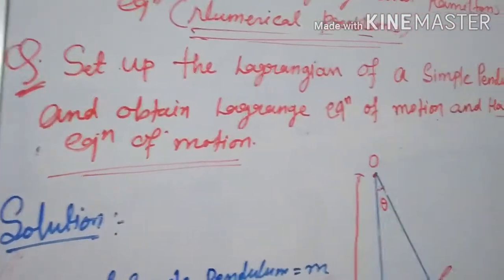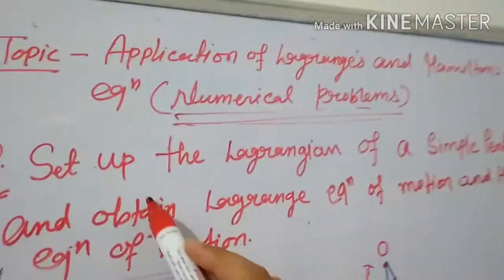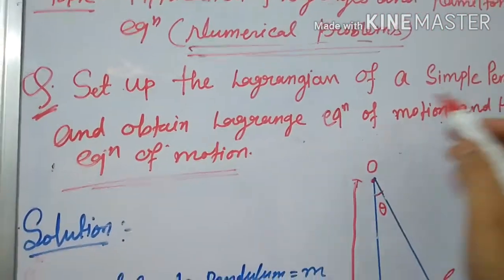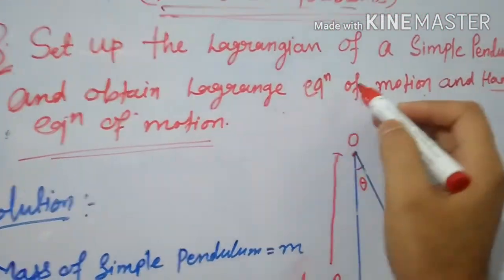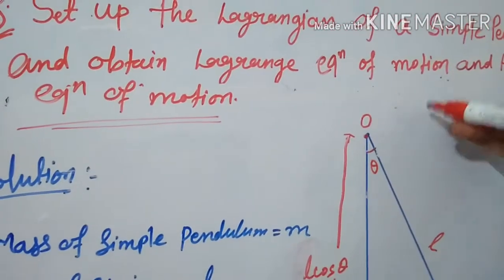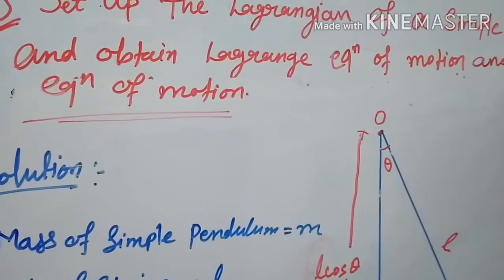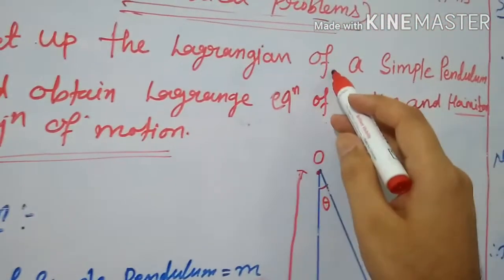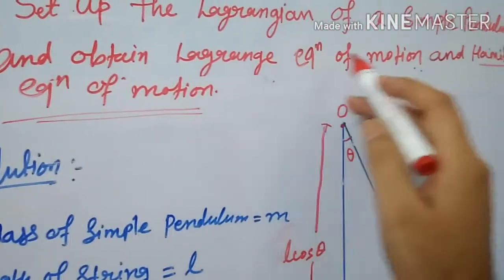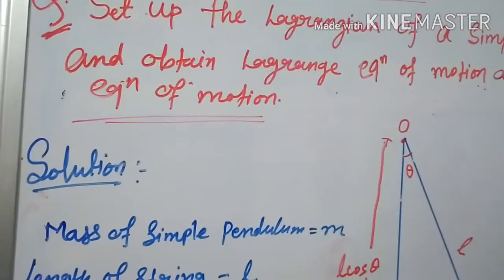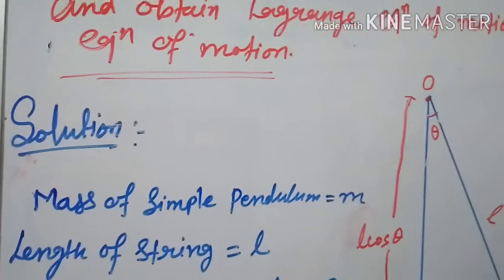Here we have a question. Set up the Lagrangian of a simple pendulum and obtain Lagrange equation of motion. This question may be asked in the form of Hamiltonian, such as set up the Hamiltonian of a simple pendulum and obtain Hamilton's equation of motion. So we solve this problem one by one.